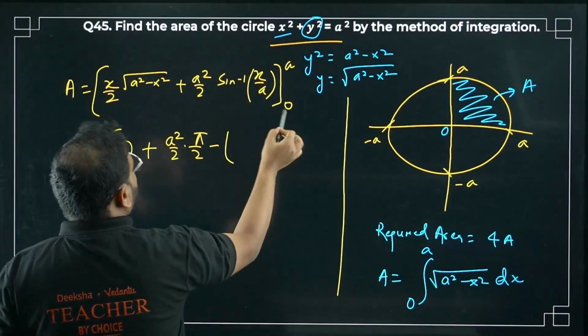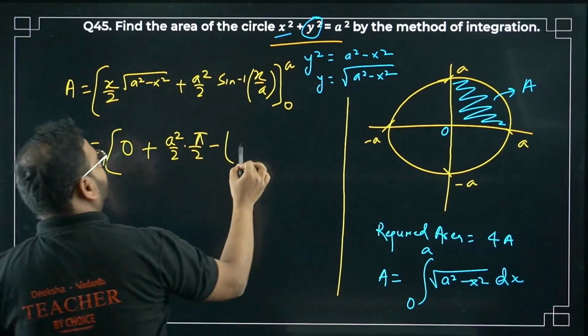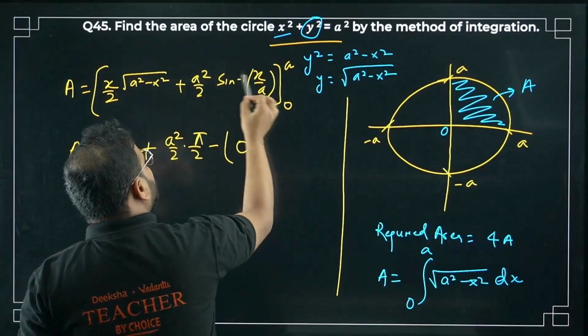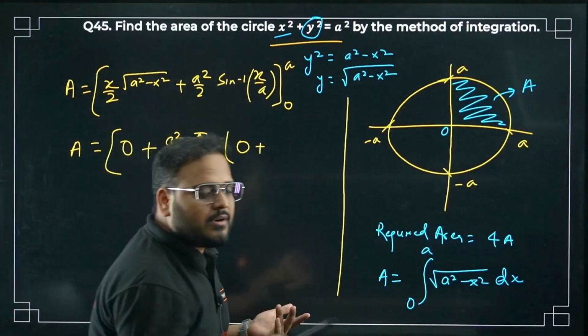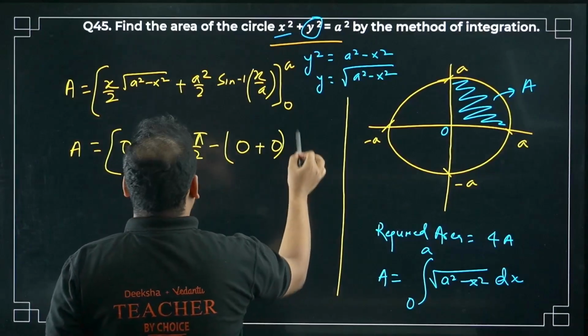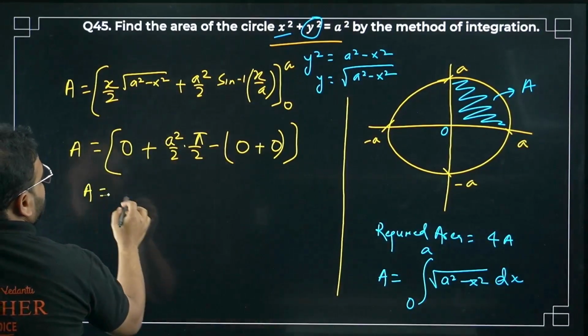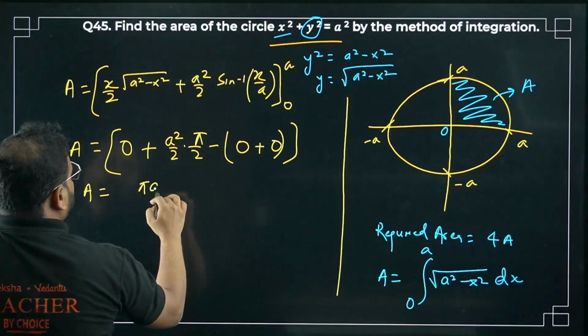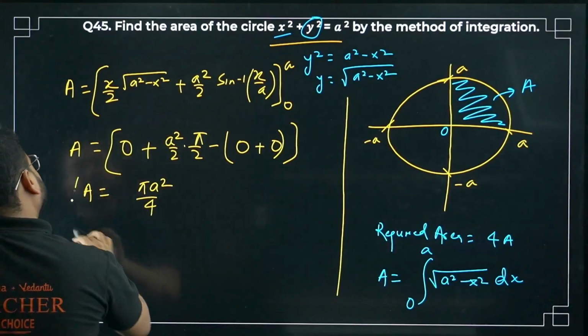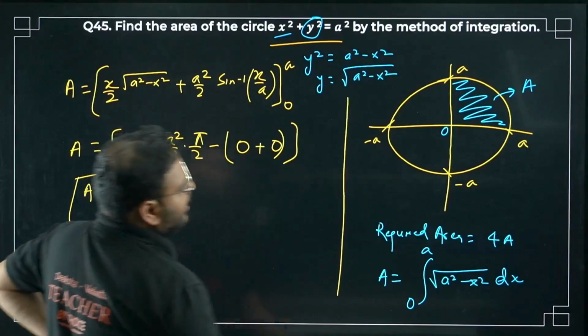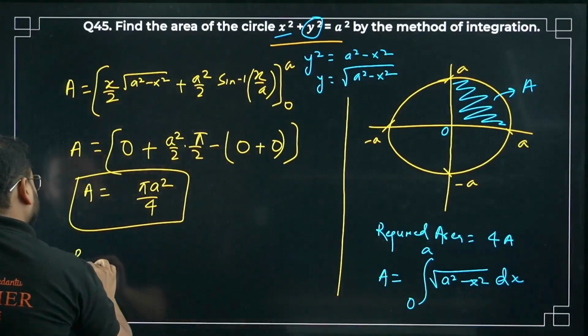Minus lower limit, bacha. Put here 0. This is 0 by 2, no? Whole thing will be 0. Plus sine inverse of 0 by a. Sine inverse of 0 is how much, sir? Again, 0 only, right? So what I'm getting now, please check. I'm simply getting this A value as pi a square by 4. What's the required area? My required area is nothing but 4 times of this.